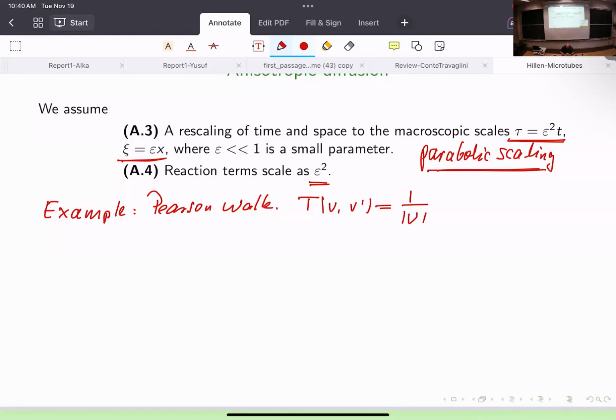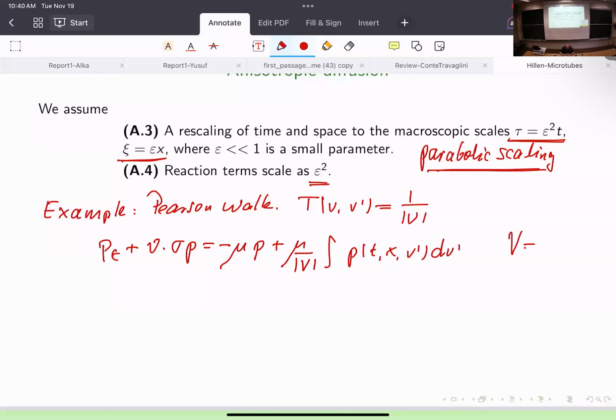I want to write it in this form. So I write down the Pearson walk again. V times gradient P equals minus mu P plus mu divided by V integral P(t,x,V') dV'. And I assume that the space of velocity is a speed times any direction, S^(n-1), same as before, we have a unit sphere with a radius s. And this integral is on capital V. And so then the size of capital V shows up there. All right. So now we do the time scale. So tau is epsilon squared t. And xi is epsilon x. And then we do a perturbation expansion.